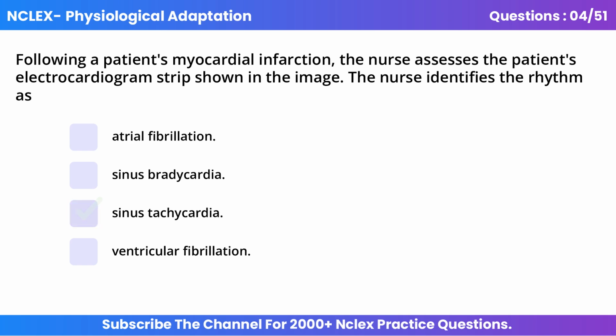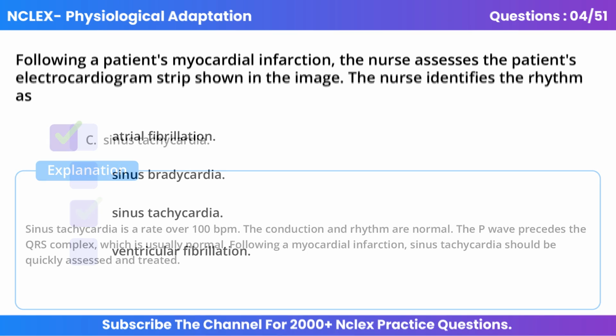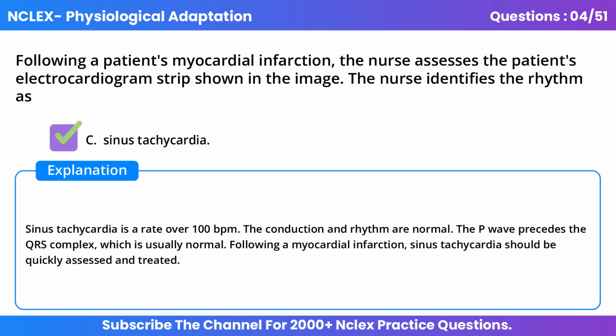C. Sinus tachycardia. Sinus tachycardia is a rate over 100 bpm. The conduction and rhythm are normal. The P wave precedes the QRS complex, which is usually normal. Following a myocardial infarction, sinus tachycardia should be quickly assessed and treated.